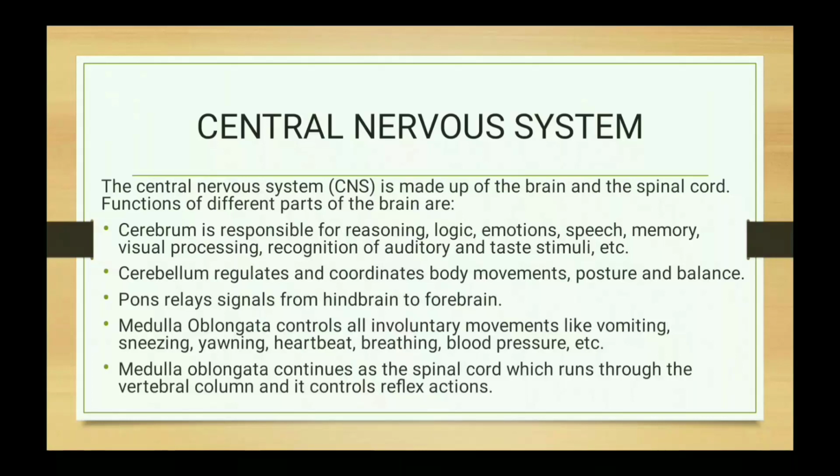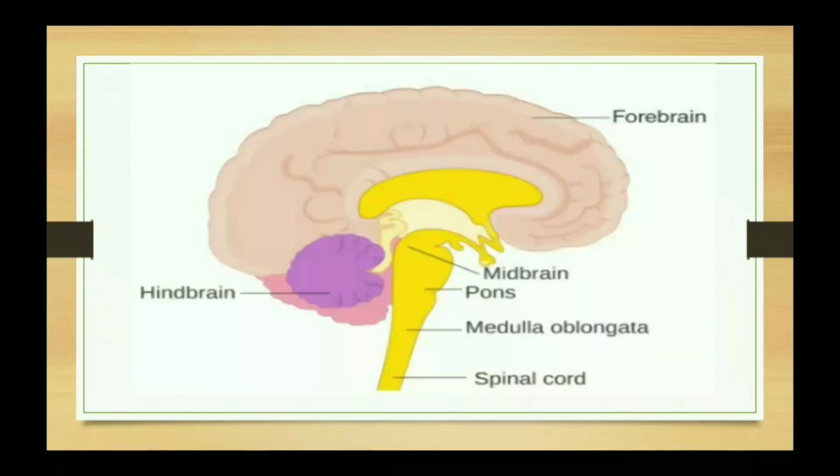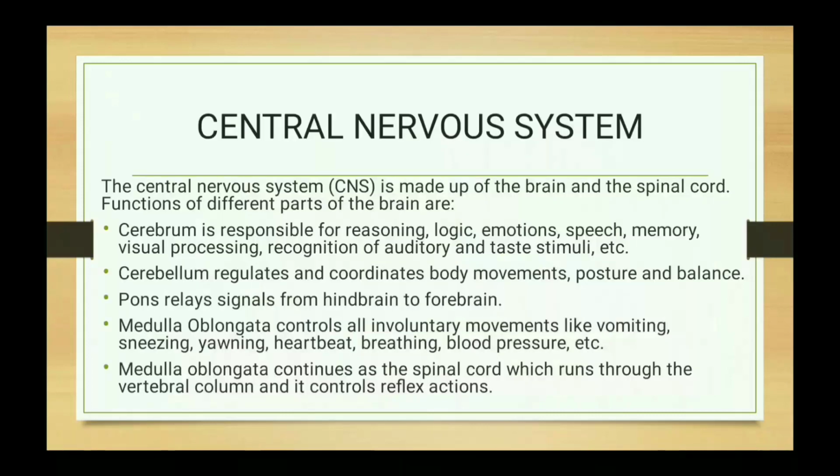Pons relays the signal from hindbrain to forebrain. Now here is the pons, the hindbrain and the forebrain. Then the medulla oblongata controls all involuntary movements like vomiting, sneezing, yawning, heartbeat, breathing, blood pressure, etc. The medulla oblongata continues as the spinal cord, which runs through the vertebral column and controls reflex action.